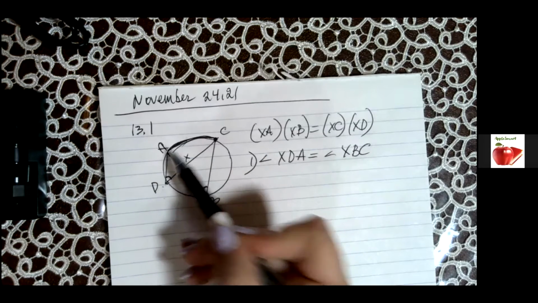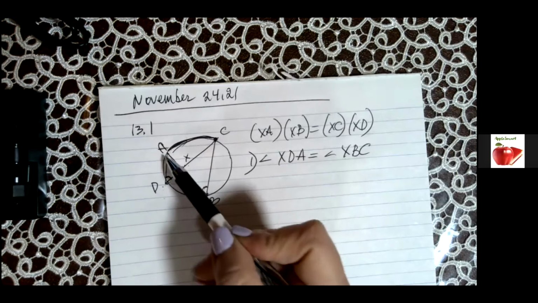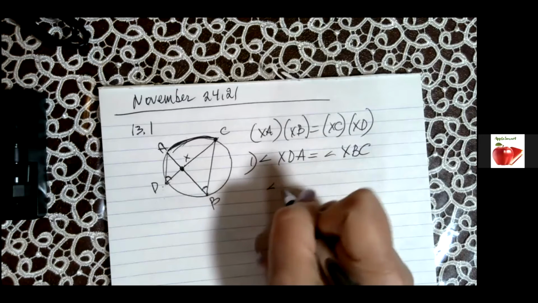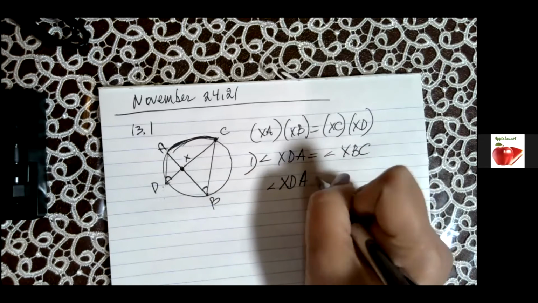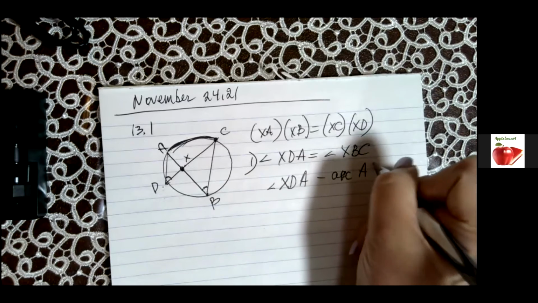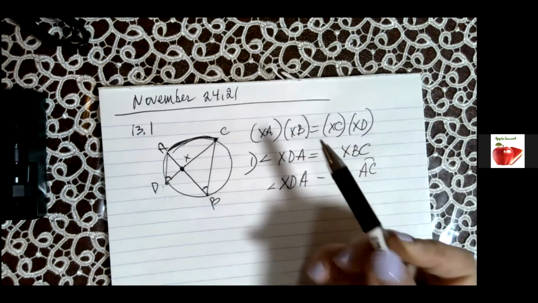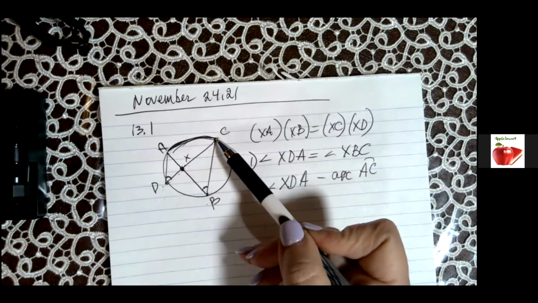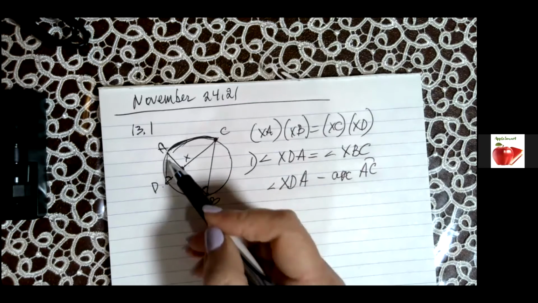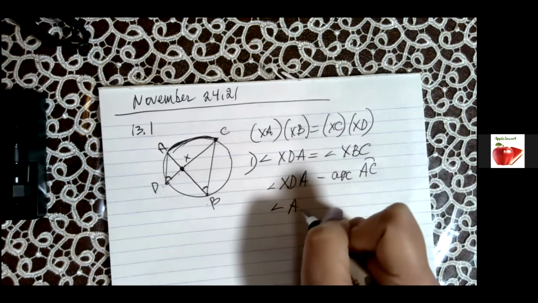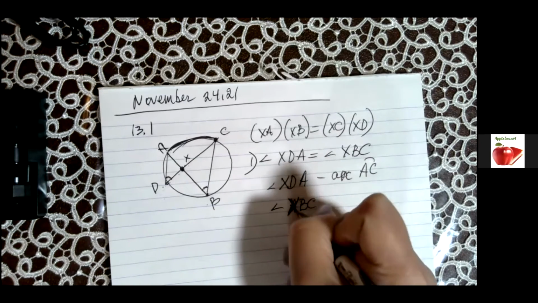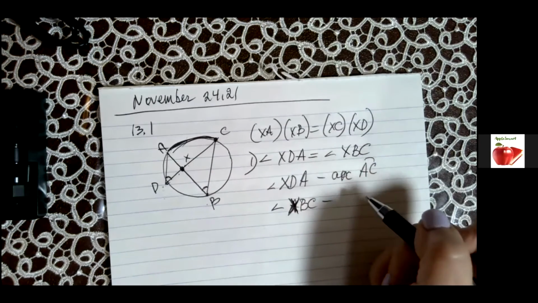And the proof is: angle XDA, which is the same as angle CDA, is an inscribed angle which is sitting on arc AC. Okay, at the same time, angle XBC, which is the same as angle ABC, is another inscribed angle, which is sitting on which arc? I'll call it X. Sitting on exactly the same arc, AC.